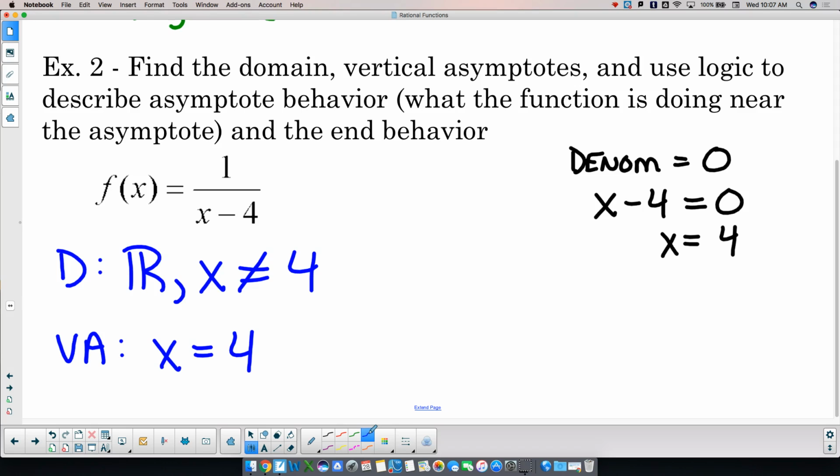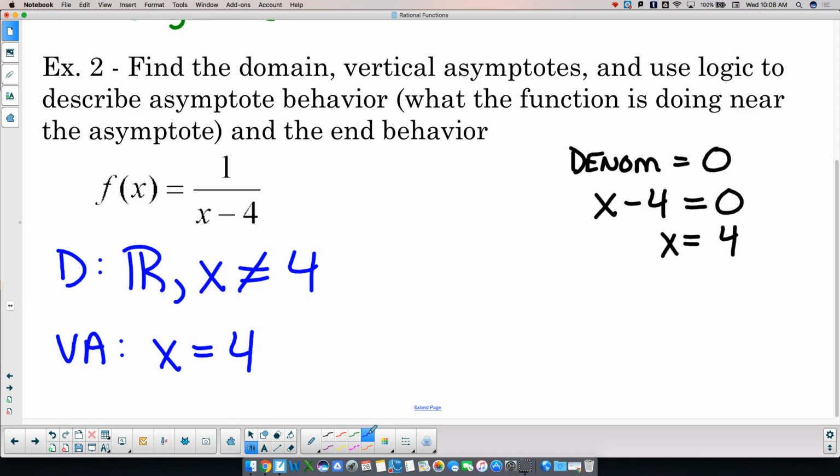Question came up in the last class. Do I have to write it as x equals 4? Can I just write it as 4? And the answer to that is no, you have to write it as x equals 4 because an asymptote is a line and it needs to be in linear form. Linear form is y equals mx plus b, or in this case, because it's a vertical line, x equals some number. Okay? So that's domain and vertical asymptote.